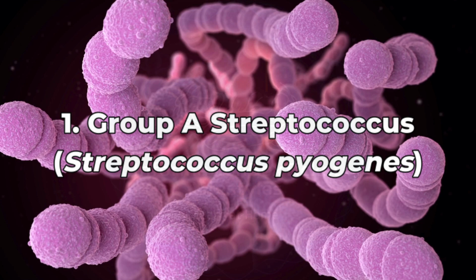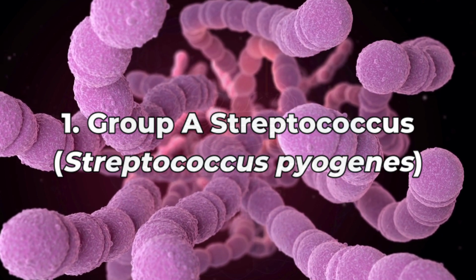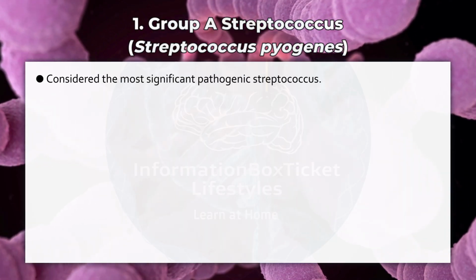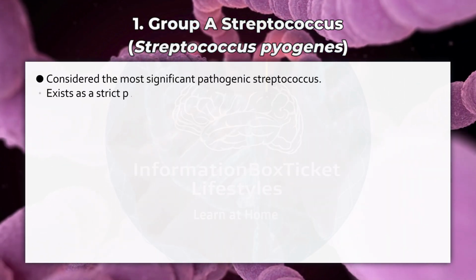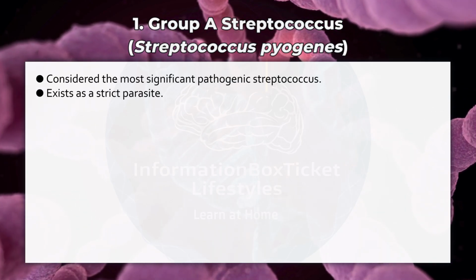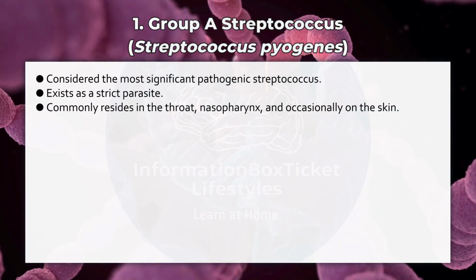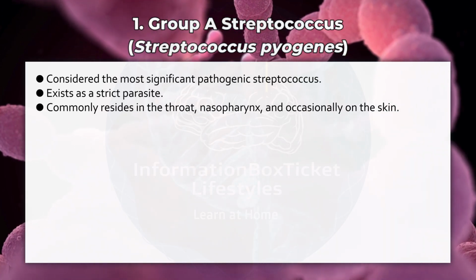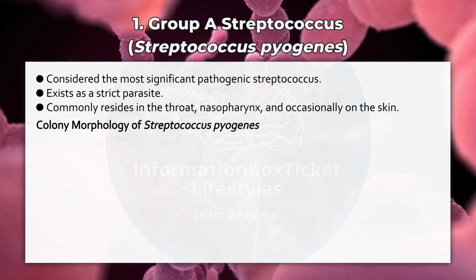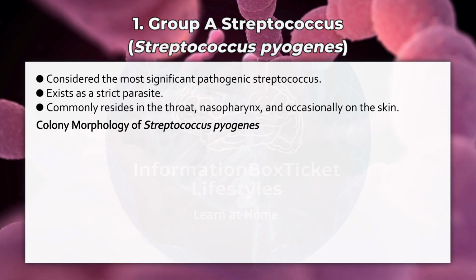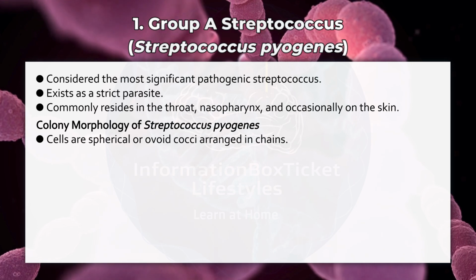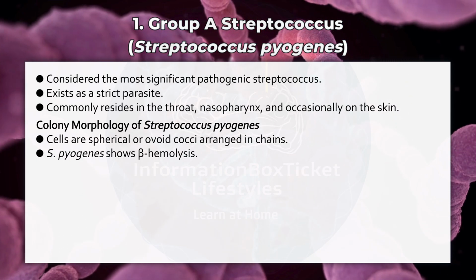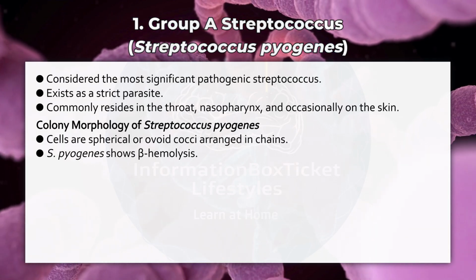Group A Streptococcus, Streptococcus pyogenes. Considered the most significant pathogenic Streptococcus, it exists as a strict parasite, commonly residing in the throat, nasopharynx, and occasionally on the skin. Colony morphology of Streptococcus pyogenes: cells are spherical or ovoid cocci arranged in chains. Streptococcus pyogenes shows beta hemolysis.